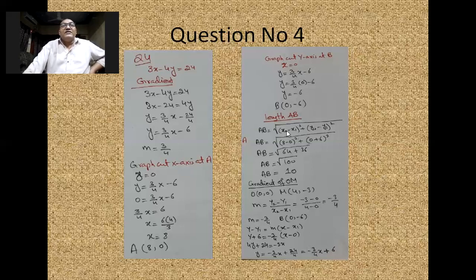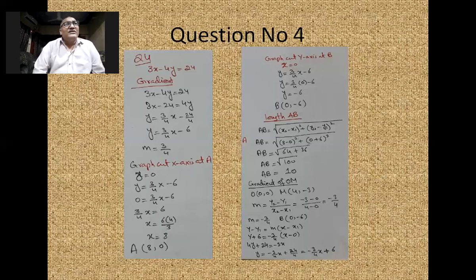So we will put the values of x2 and x1. We will have 8 minus 0 whole square plus 0 minus 6 whole square. 8 minus 0 is 8, and its square will be 64. 0 minus 6 is minus 6, and 6 square will be 36. 64 plus 36 is 100. So when you take its square root, it will give you 10. So the length of AB is 10.